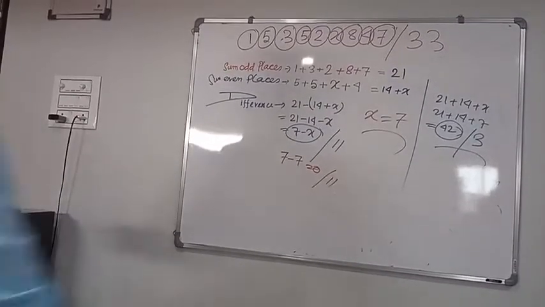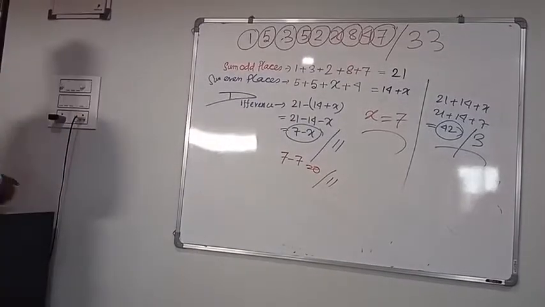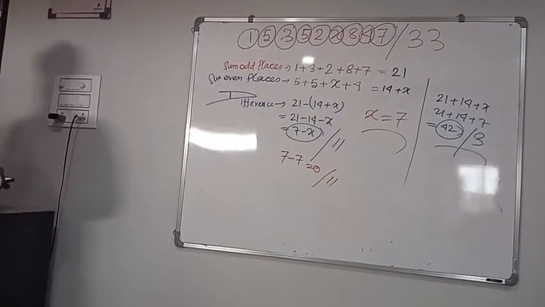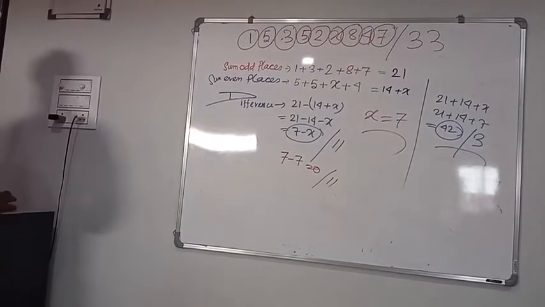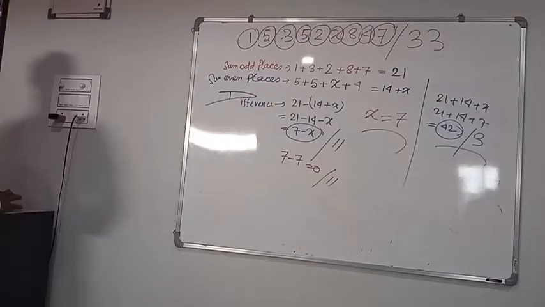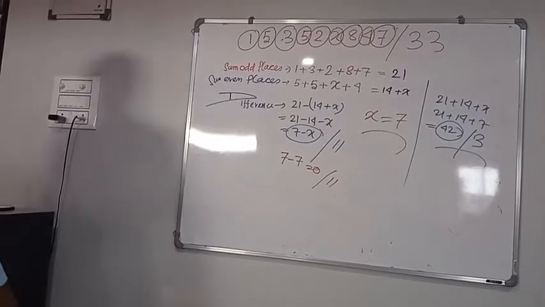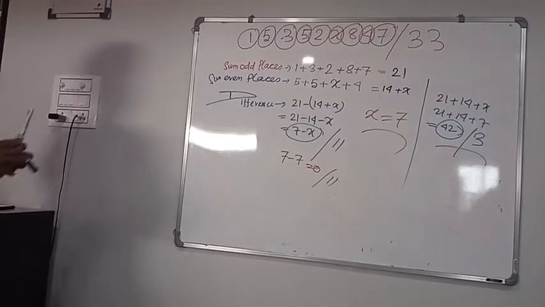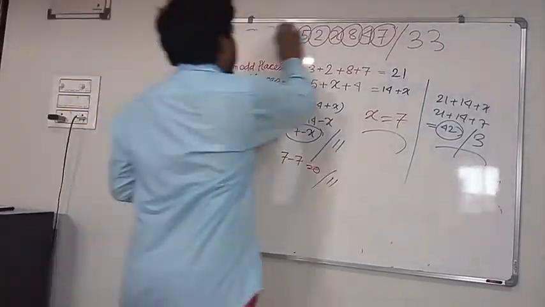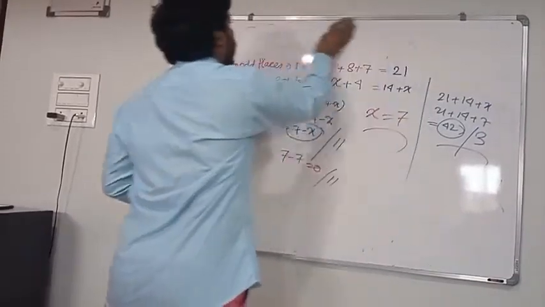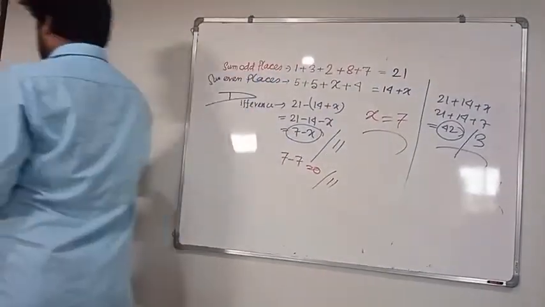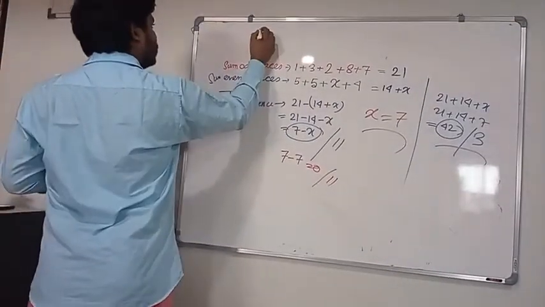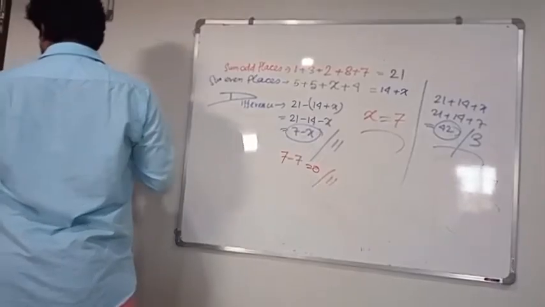Now I am giving you another question. The number is divisible by 72. Then find the value of x. If the number is divisible by 72, then what must be divisible?